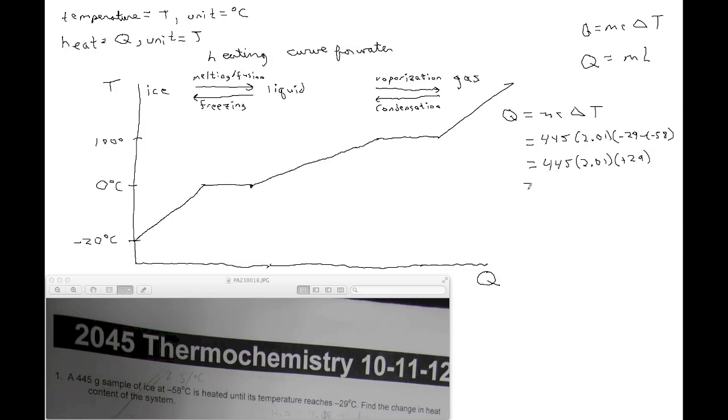25,939 joules, and you can divide that by 1,000 to get kilojoules. That's equal to 25.9, so 26 kilojoules.